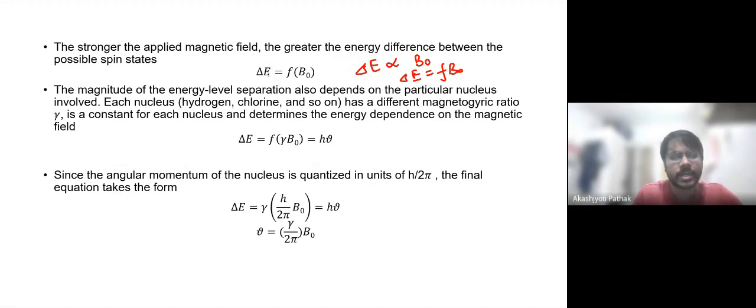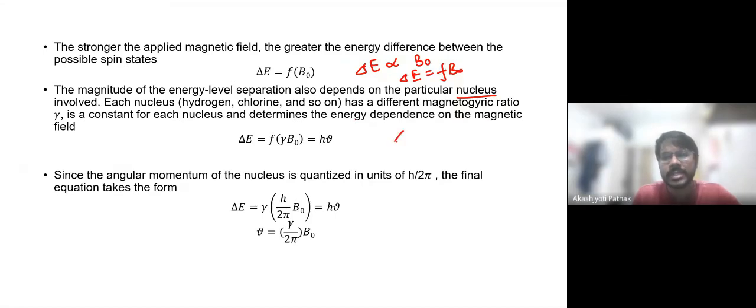Now, other than the applied magnetic field, it also depends on the particular nucleus. Whether it is proton, nitrogen 15, or carbon 13, that also determines the energy separation between the two states. Each nucleus, hydrogen, chlorine, and so on, has a different gyromagnetic ratio. So gamma is a constant for each nucleus and determines the energy dependence on the magnetic field.